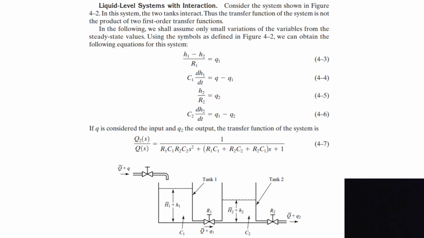You can see the system with interaction and without interaction. With interaction, there is an additional parameter, that is R2 into C1, which is involved.